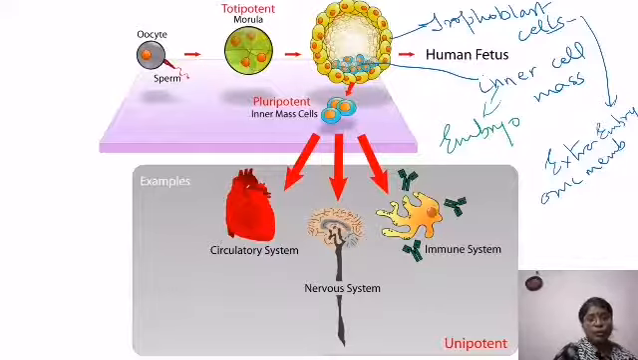Now moving on, there is a term I am trying to highlight, the difference between two terms: totipotent cells and pluripotent cells. Remember one thing, they are both stem cells, and both are what kind of cells? We have already talked about it earlier in other videos. They are undifferentiated.